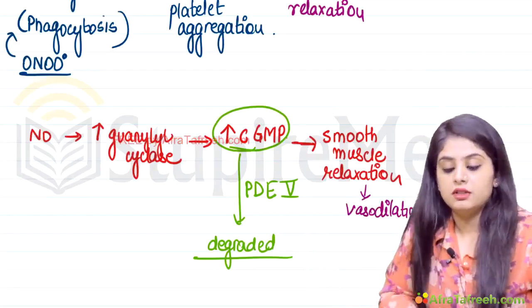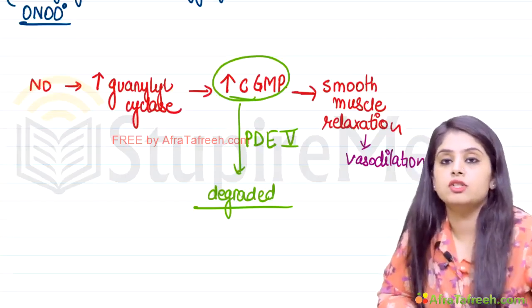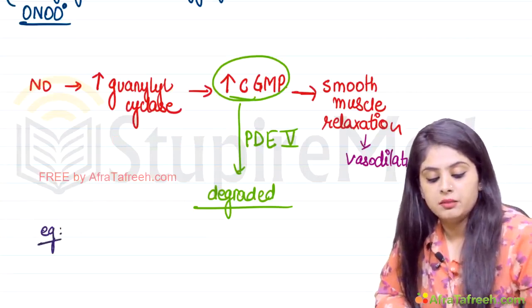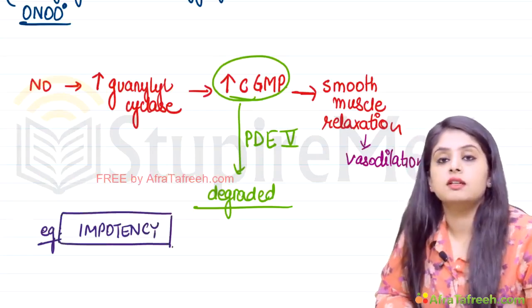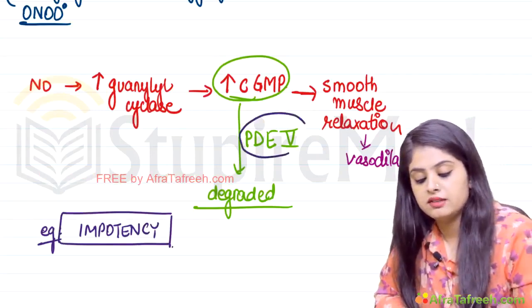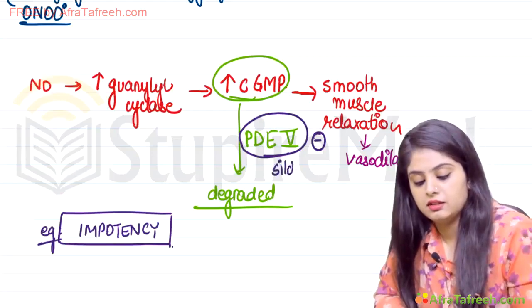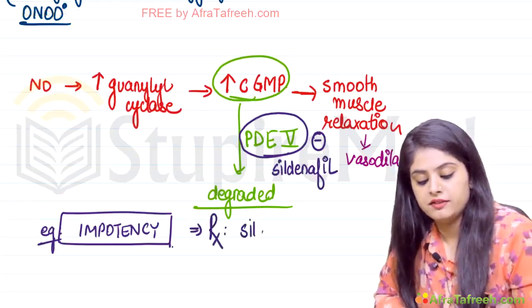Now, for example, let's take the main use of the drugs, or link this to pharmacology, and understand why we need to know this pathway. For example, there is a person suffering from impotency. The drug that is given, that everyone knows, is a phosphodiesterase 5 inhibitor, that is sildenafil.